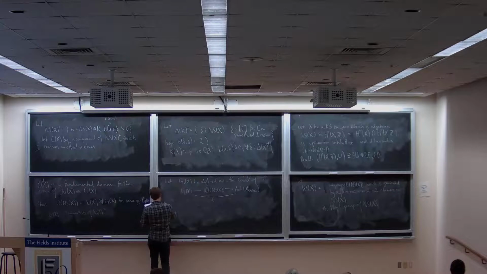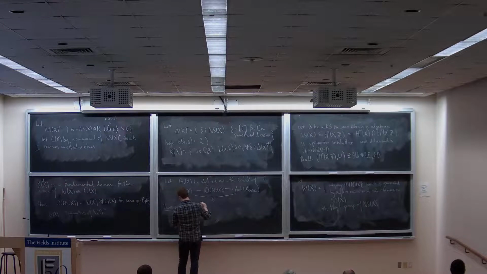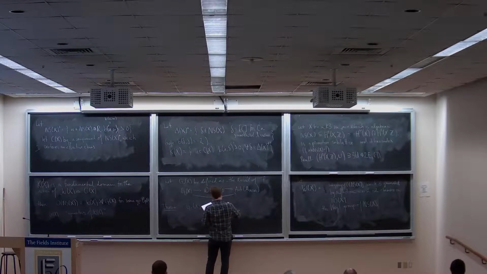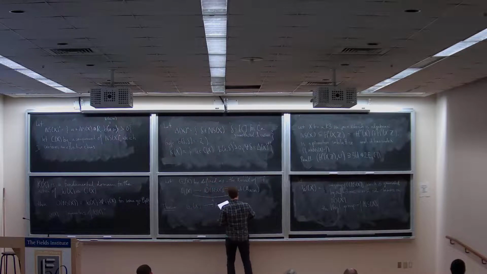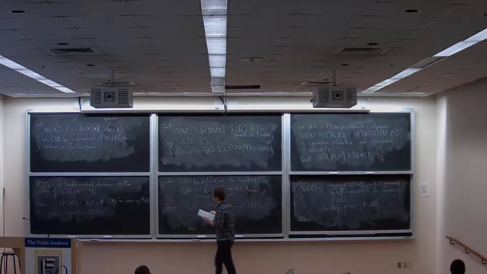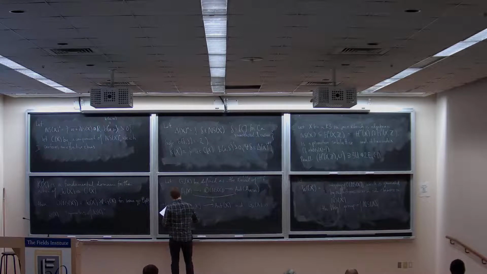Then the theorem, or the proposition, let's call it: G0 of X embeds inside the automorphism group of X. And let's say this, G0 of X is finite if and only if.